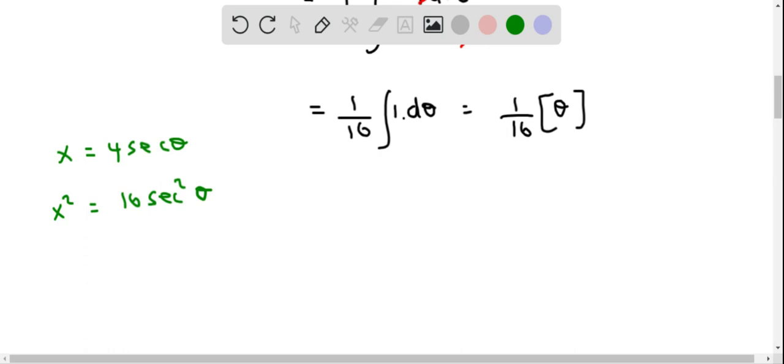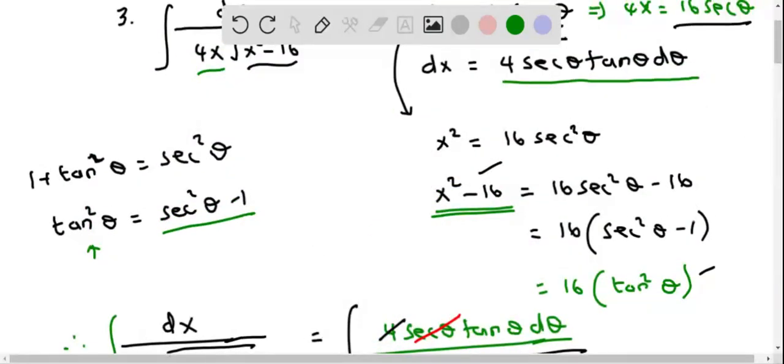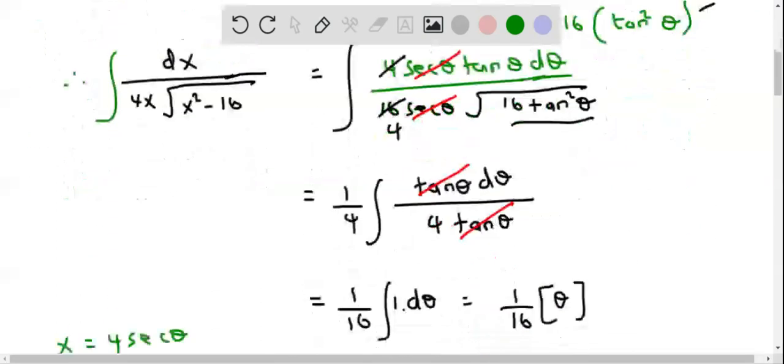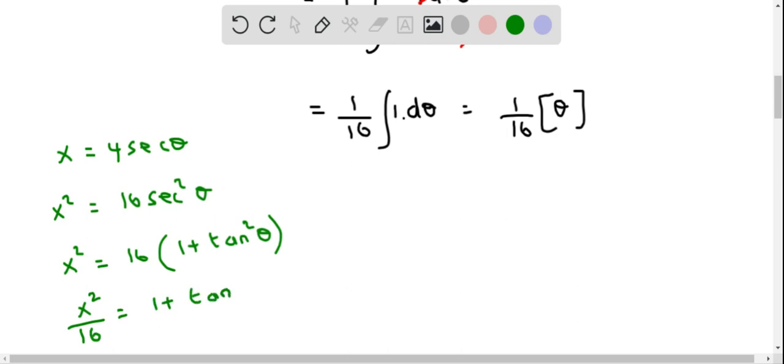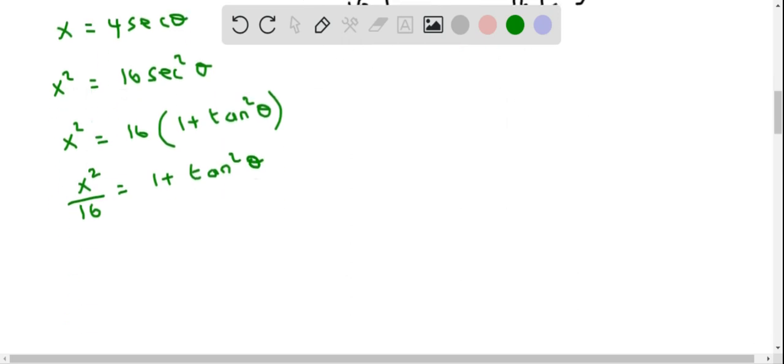We replace secant square theta using the Pythagorean identity. That is, secant square theta is basically equal to 1 plus tangent square theta. So therefore, this becomes x squared equals 16 times 1 plus tangent square theta. Now dividing both sides by 16, we get x squared by 16 equals 1 plus tangent square theta. We subtract 1 from both sides, which leaves us x squared by 16 minus 1 equals tangent square theta.